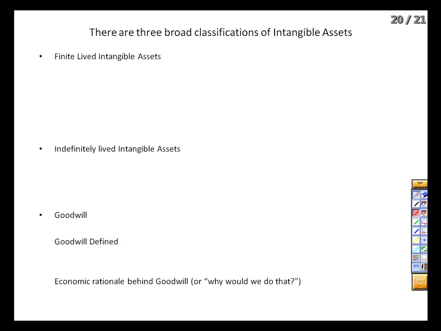So now there are three broad classifications of intangible assets, and the way we account for each is different. The first is the finite-lived intangible. These are the ones that have specific lives, either contractual or legal. These are your patents and your copyrights, since after they run out, anyone in the world can produce them without our permission. There are other things we can call intangible assets, though.